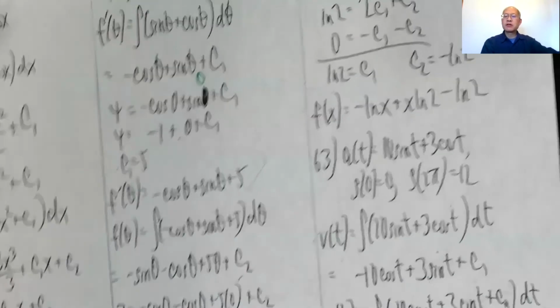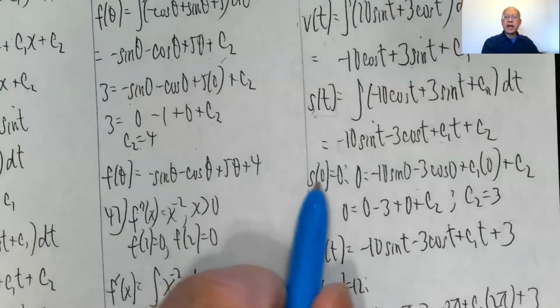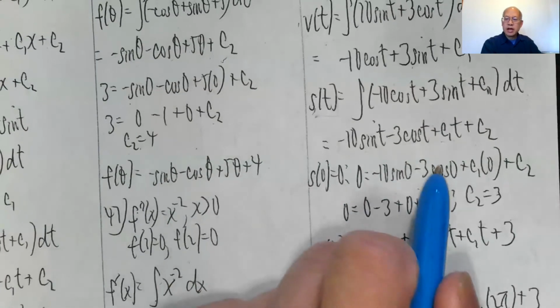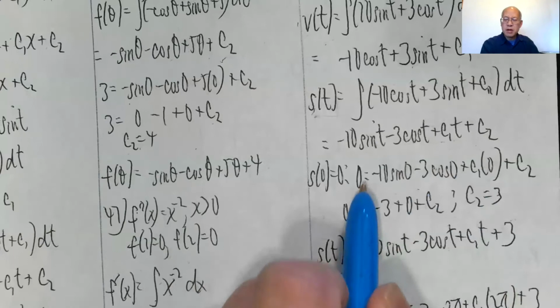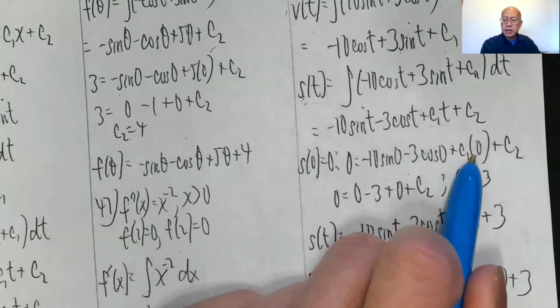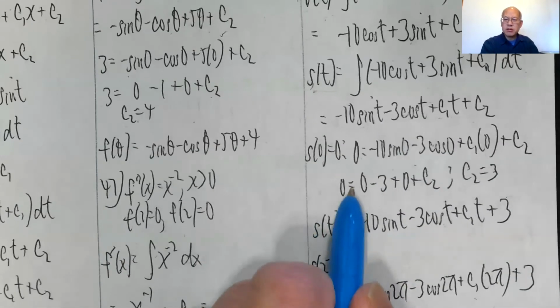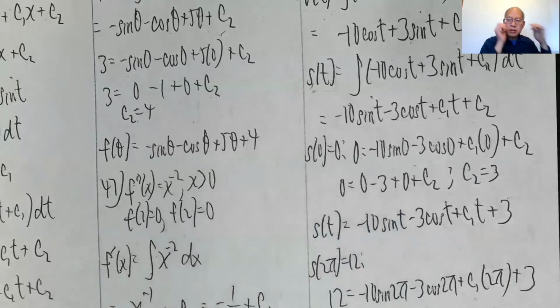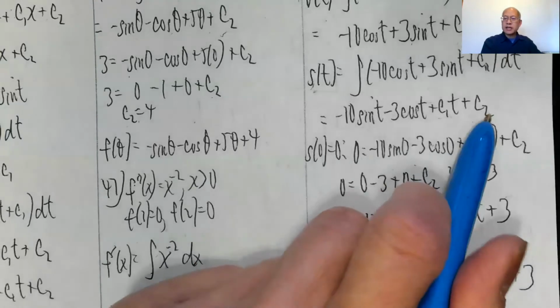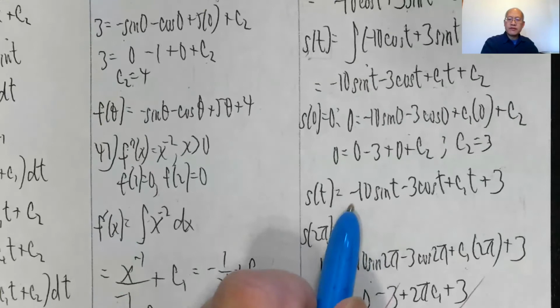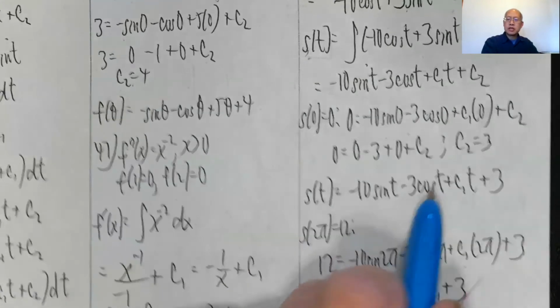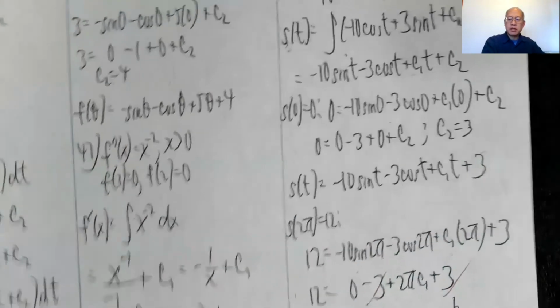Now they tell me s of 0 is 0. So 0 is the answer when I plug in 0 here and 0 here and 0 here. Okay, sine of 0 is 0. That's 0. So 0 equals 0 minus 3 plus 0 plus c2. So c2 is 3. So s of t is negative 10 sine t minus 3 cosine t plus c1t plus 3.